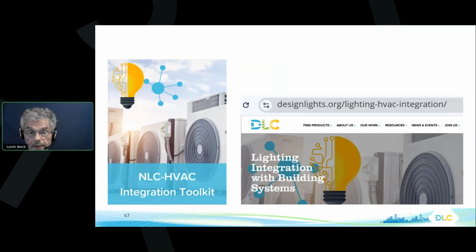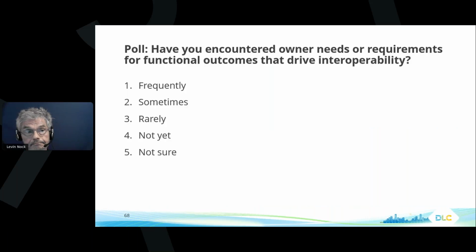This webinar is about the NLC QPL, but since we're talking about interoperability and integration with other building systems, I want to mention another free resource that's available at designlights.org. This integration toolkit can help you create successful integration projects sharing control data between lighting and HVAC systems. One of the documents in this toolkit is a list of 18 case studies about integration projects. So I wanted to mention it while I'm talking about network lighting control case studies.